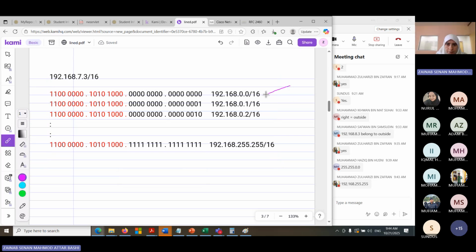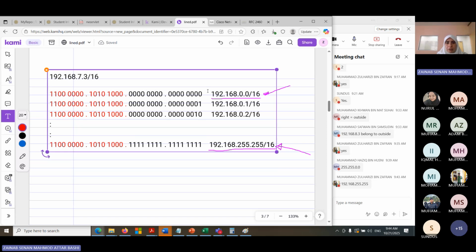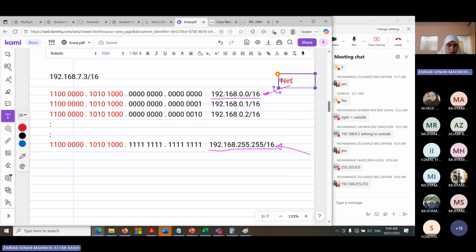The first one is reserved. We cannot use it. And the last one also, we cannot use it. For every network we have, the first IP address is not allowed, and the last IP address we don't use. The first IP address we call the network ID. This is reserved. No specific host can use it.